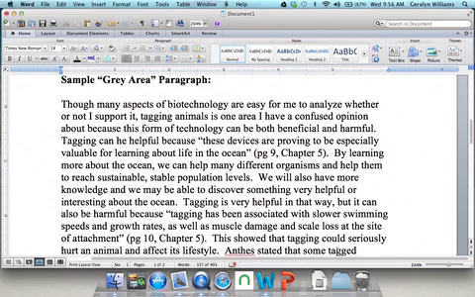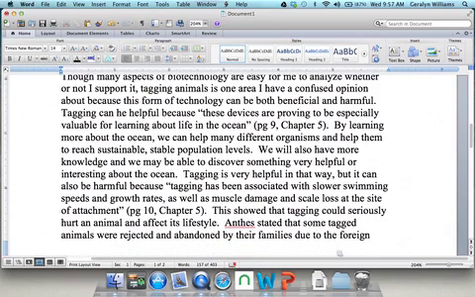So she wrote, though many aspects of biotechnology are easy for me to analyze whether or not I support it, tagging animals is one area I have a confused opinion about because this form of technology can be both beneficial and harmful. Tagging can be helpful because these devices are proving to be especially valuable for learning about life in the ocean. Page 9, Chapter 5. By learning more about the ocean, we can help many different organisms and help them to reach sustainable, stable population levels. We will also have more knowledge, and we may be able to discover something very helpful or interesting about the ocean.